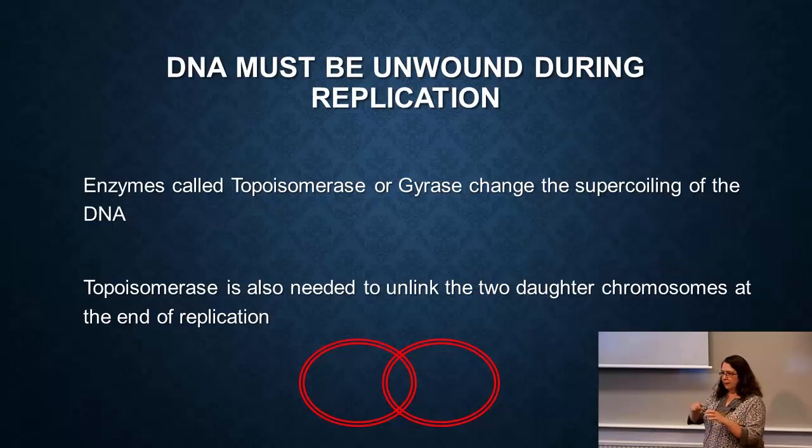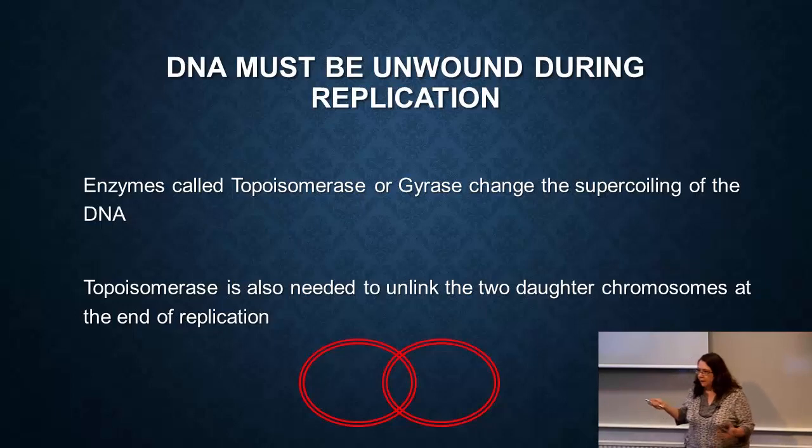Remember, it's a circular DNA in bacteria. At the end of replication, when both are replicated, the two daughter chromosomes end up linked together. That's just how it ends up. And so these can't separate. And so they use a special topoisomerase to separate the two strands of DNA at the end of replication. Questions about that?